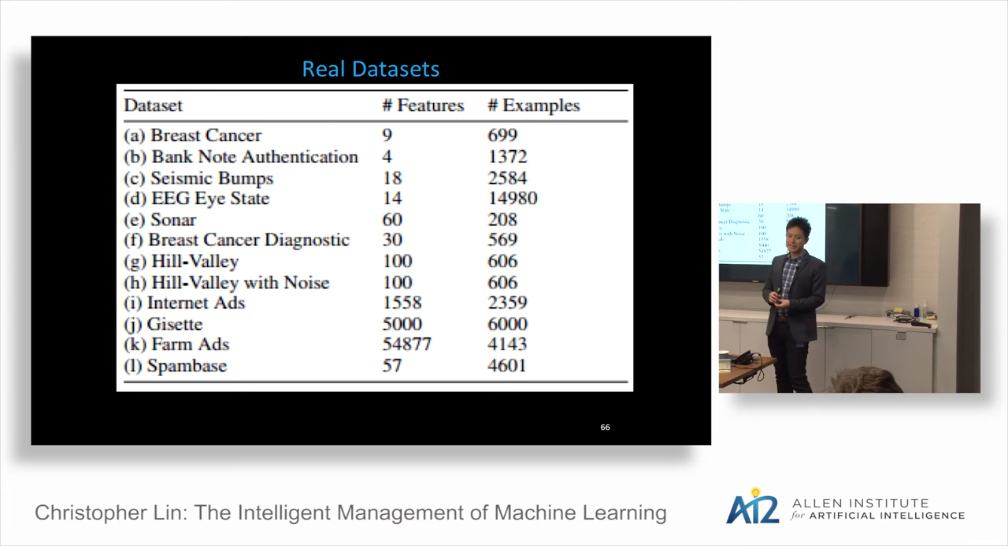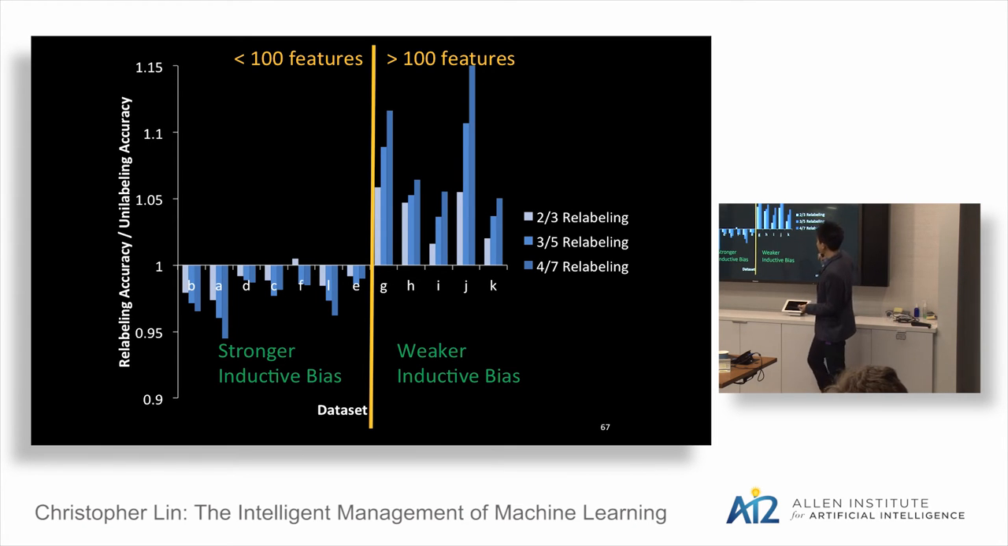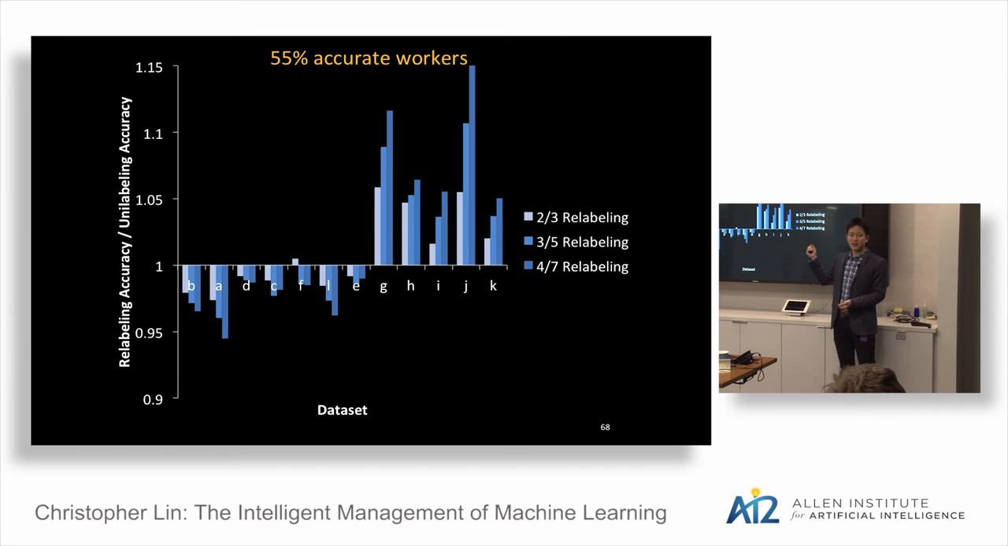All right, so those were all simulated data sets. Now we want to go back to the real data sets and see if the patterns that we found there hold through to the real data sets from the UCI machine learning repository. So this is the same graph that I showed you at the very beginning of the talk. But now I'm going to show you that everything to the left of the line in the middle has less than 100 features, and everything to the right of that line has greater than 100 features. So we see that with the data sets where there's stronger inductive bias, unilabeling does better, and with the data sets that have weaker inductive bias, relabeling does better. And we're still simulating 55% accurate workers here.